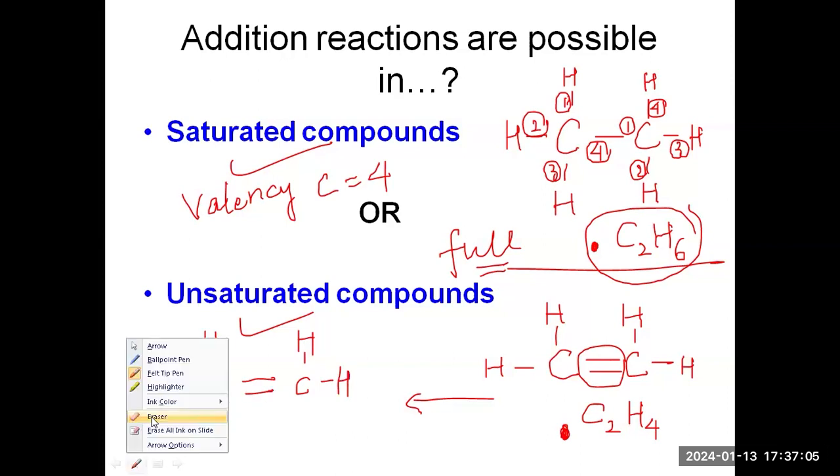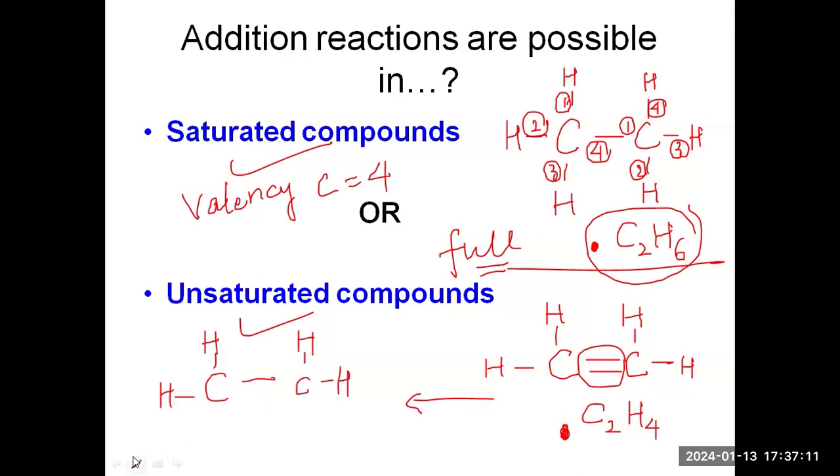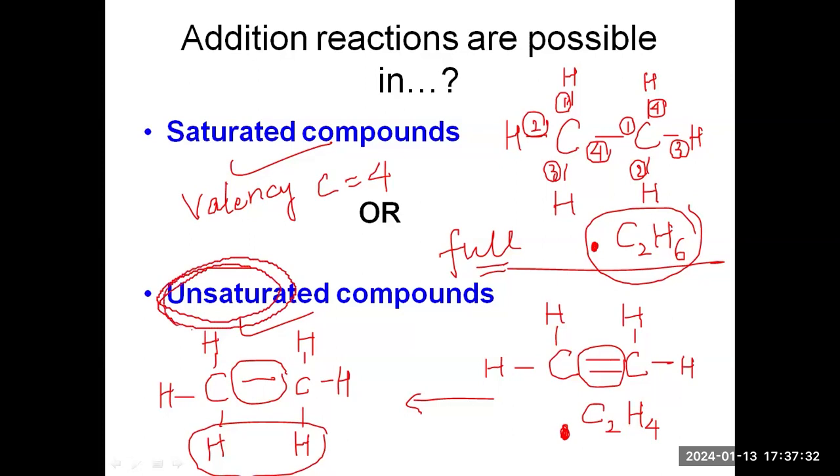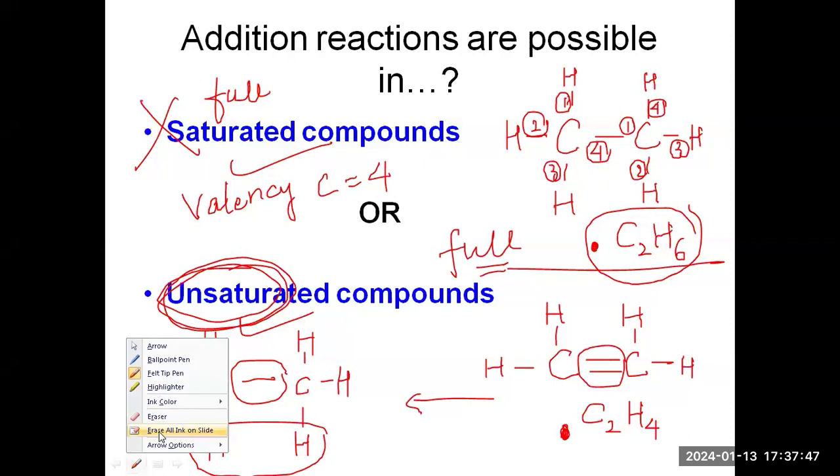I'm erasing, I'm making it again. See, it was like this. But what we have done, we break one of the bonds here and we can create 2 more vacant places here. So the only thing is we have to break the double bond and convert it into a single bond. So addition is possible in unsaturated. We cannot add in saturated because it is already full. Right? I hope you got this concept.